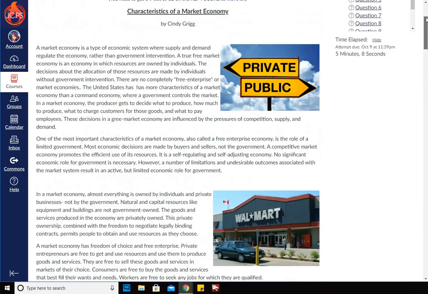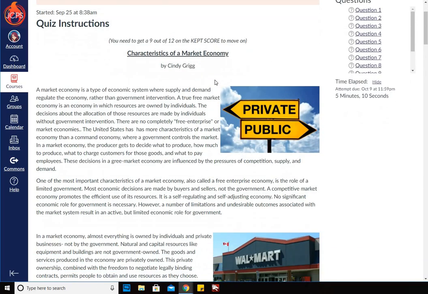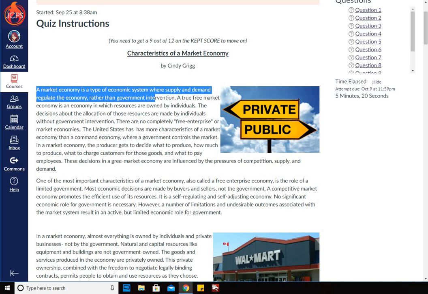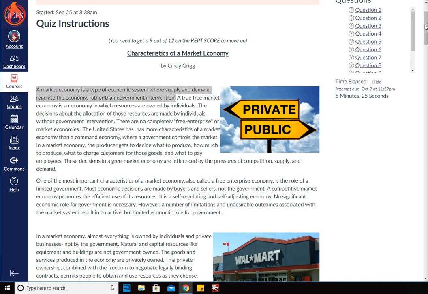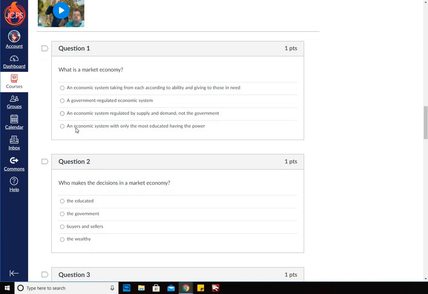Hopefully, you already have an idea. All right, this is written by Cindy Gregg. A market economy is a type of economy where supply and demand regulate the economy rather than government intervention. Well, that answered that one really fast. It is a decent one. And I'm going to copy it and put it in the chat since it's long.